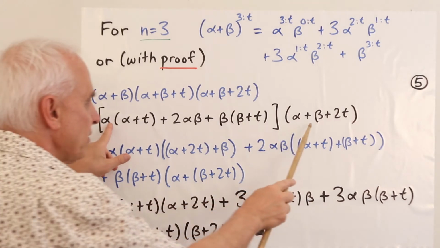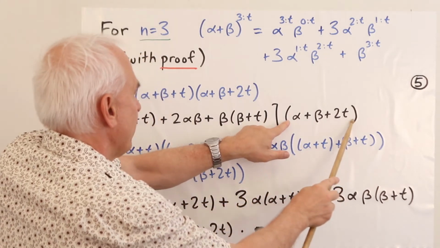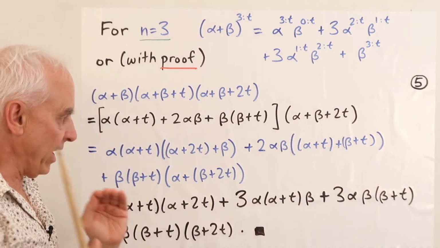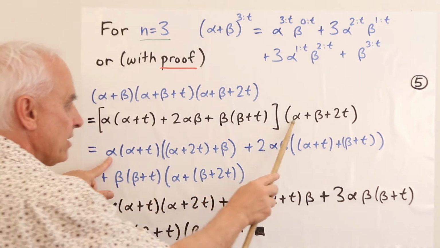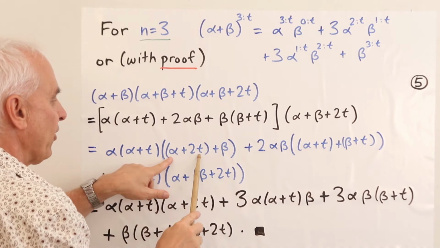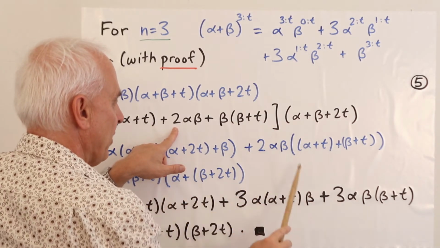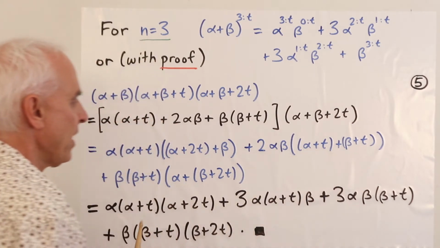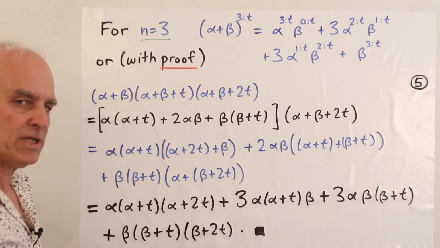And now we're going to do the same kind of thing. We're going to multiply each of these separate terms by this common term, but we're going to rearrange this thing in slightly different ways each time. When we multiply alpha times alpha plus t times this, we're going to write it as alpha plus 2t plus beta. When we multiply this thing by the same thing, we're going to write it as alpha plus t plus beta plus t. And when we multiply this one, we're going to write it as alpha plus beta plus 2t.